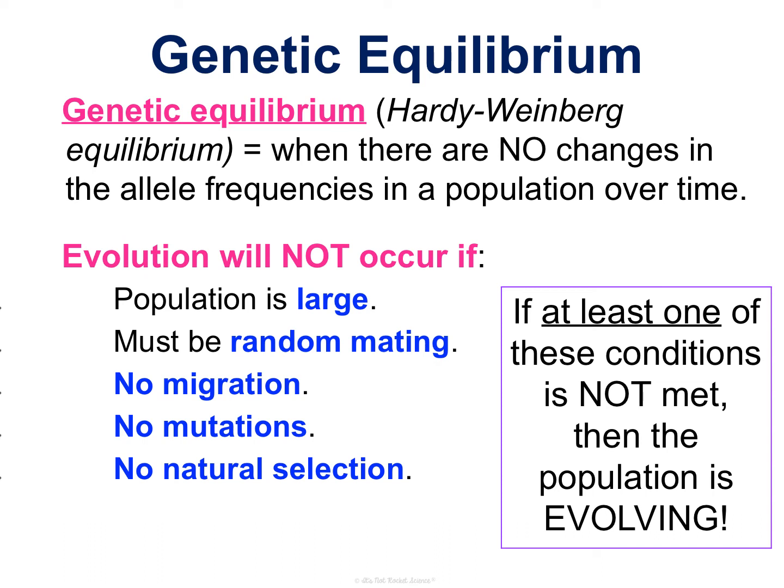Evolution's not going to occur if there is random mating. And if we don't have any mutations in a process and there's no natural selective process and nobody's entering the population, then we will not have evolution occur. But if at least one of these conditions is not met, then the population is by all means mathematically evolving.